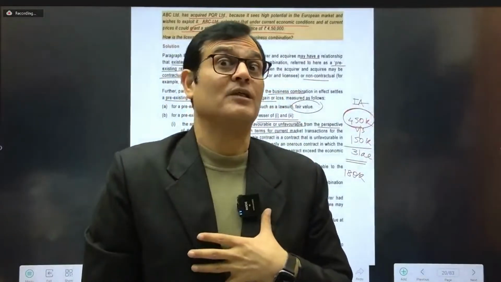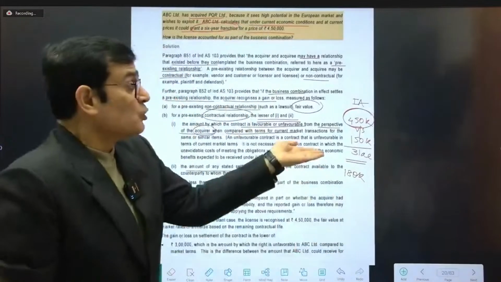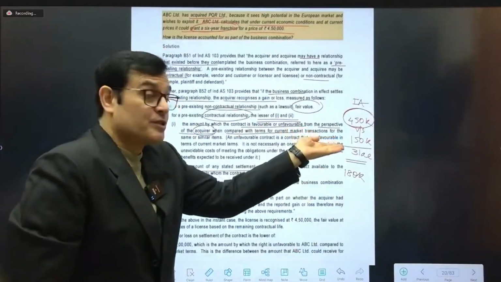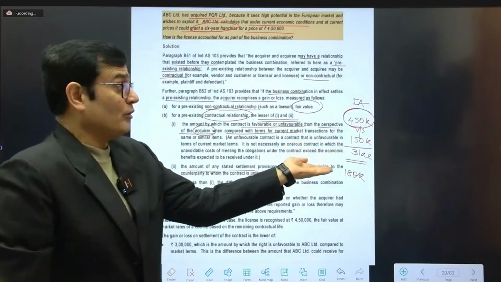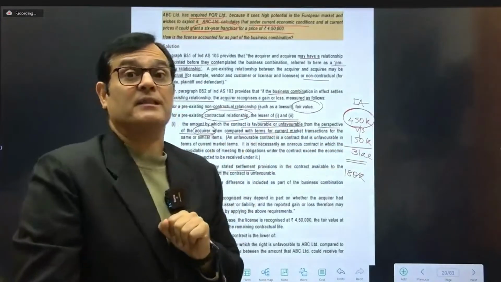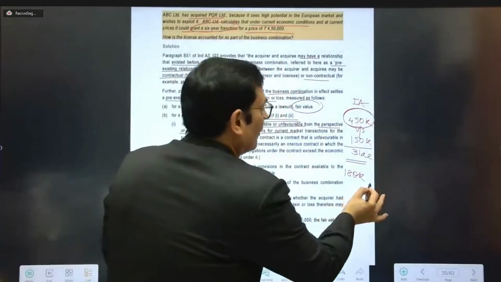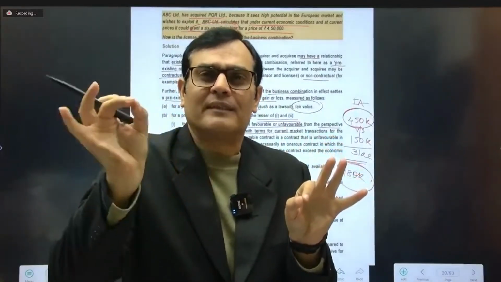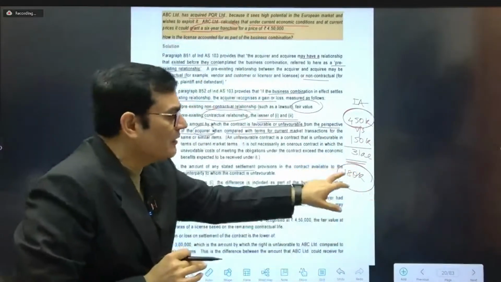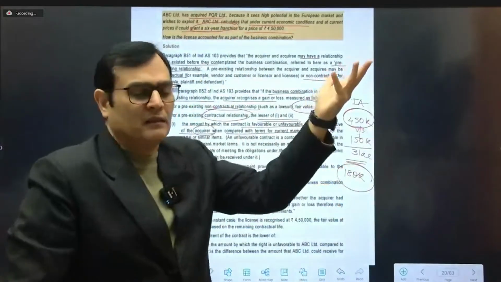So what is the loss I would recognize? Should I recognize a notional loss which is to the extent of unfavorable terms, or the actual amount which I'll pay as a penalty to exit? It is going to be whichever is less. So we're going to recognize a loss to the extent of 1,80,000. We're going to put an entry: profit and loss account debit and the bank gets a credit, because you're going to pay this penalty to exit out of this contract.